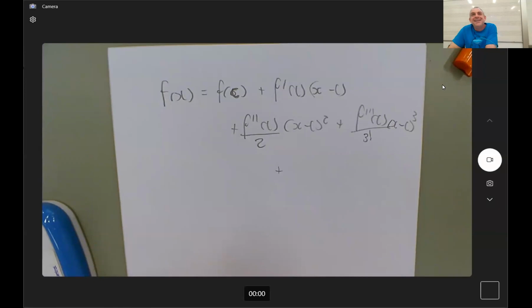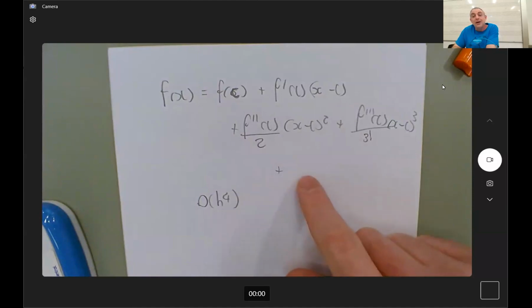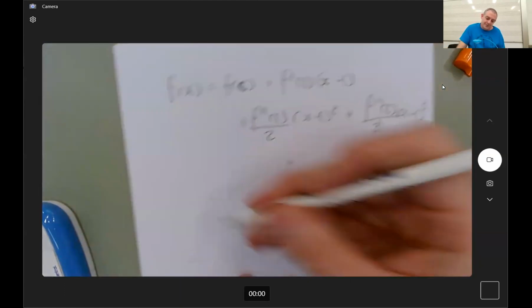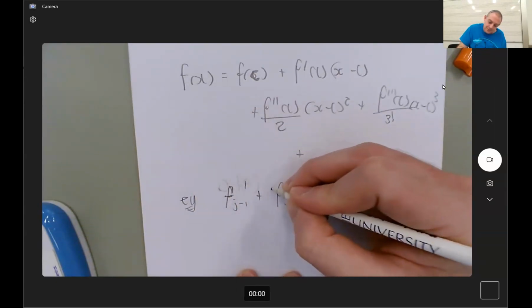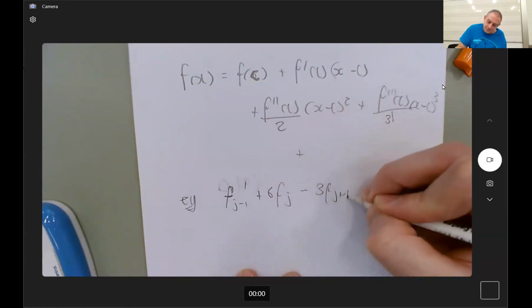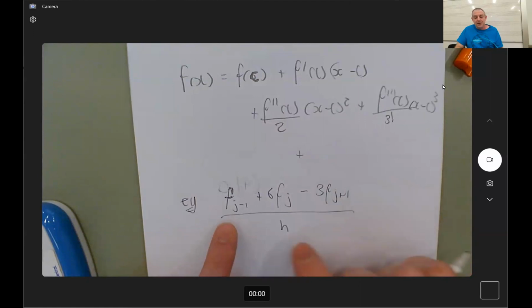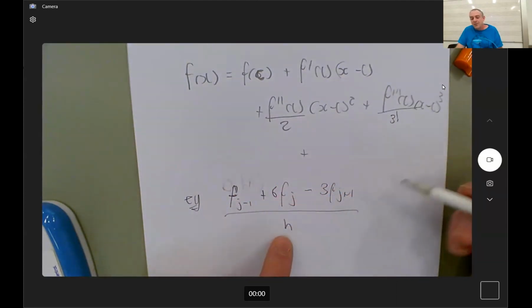So if they tell you in advance to show that it's big O of whatever, you want to go at least to the fourth term. But if your formula had something like that, all over h or something ridiculous, then thinking about what the Taylor series is going to do, the Taylor series for this one is going to produce an error term with an h to the power of something. And the Taylor series for this is going to produce an error with an h to the power of something. And that h to the power of something is going to be divided by h.